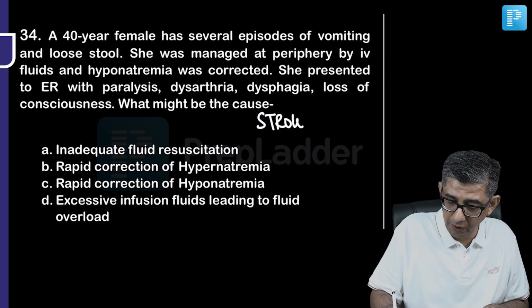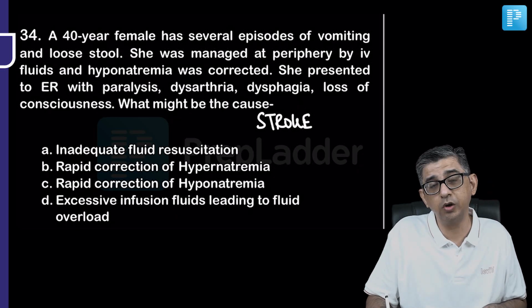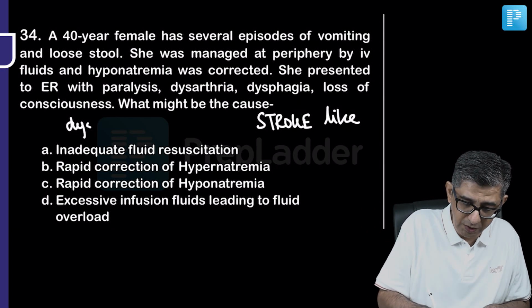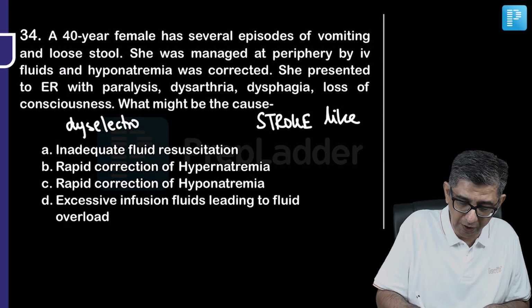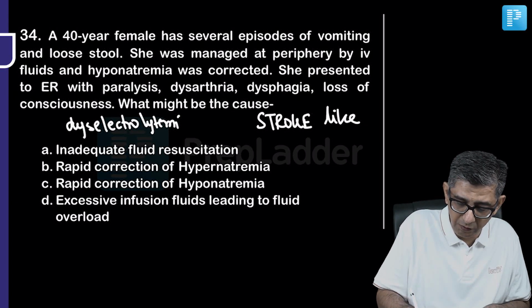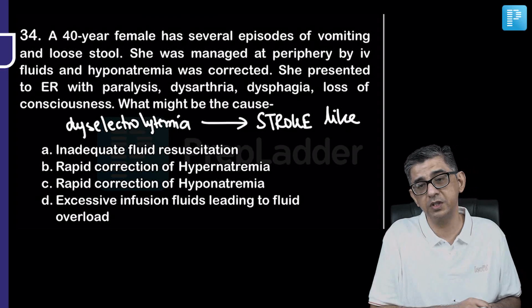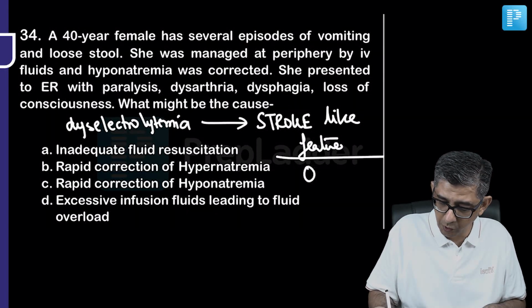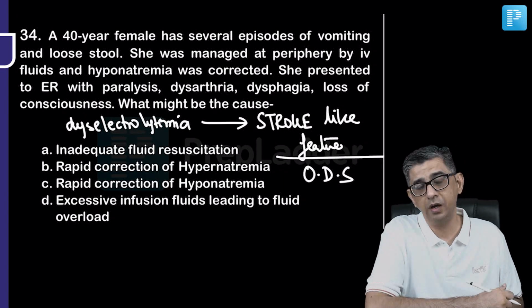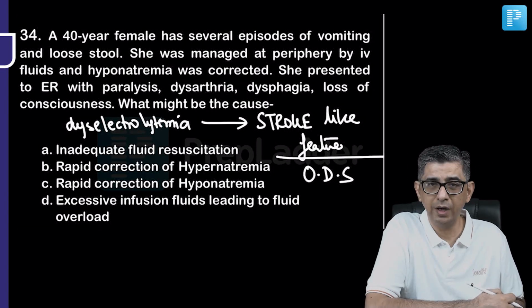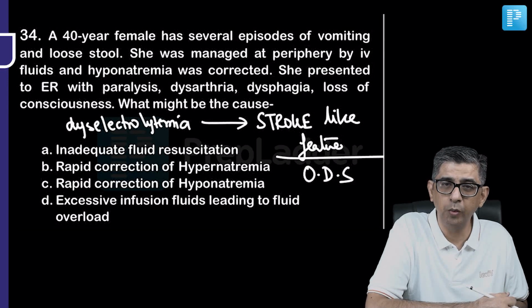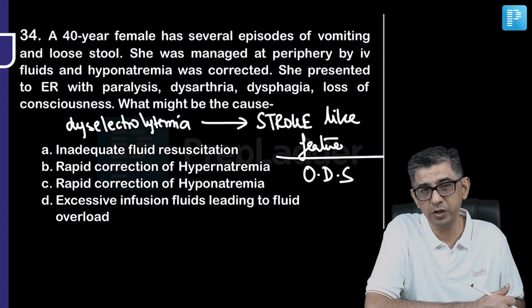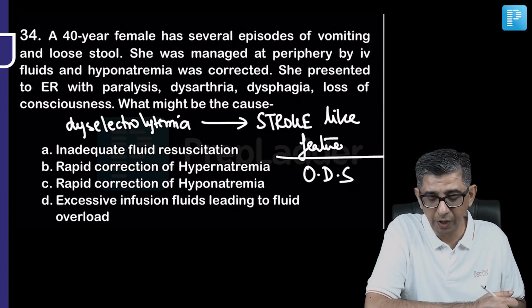And the moment you read that a person was having electrolyte imbalance, this lady was suffering from dyselectrolytemia, and she was given IV fluids, probably too fast, which has resulted in stroke-like features. The clinical diagnosis would be osmotic demyelination syndrome. In earlier times when I was a student, at your age, I used to read the word central pontine myelinosis, but now that word has been replaced by the term osmotic demyelination syndrome.